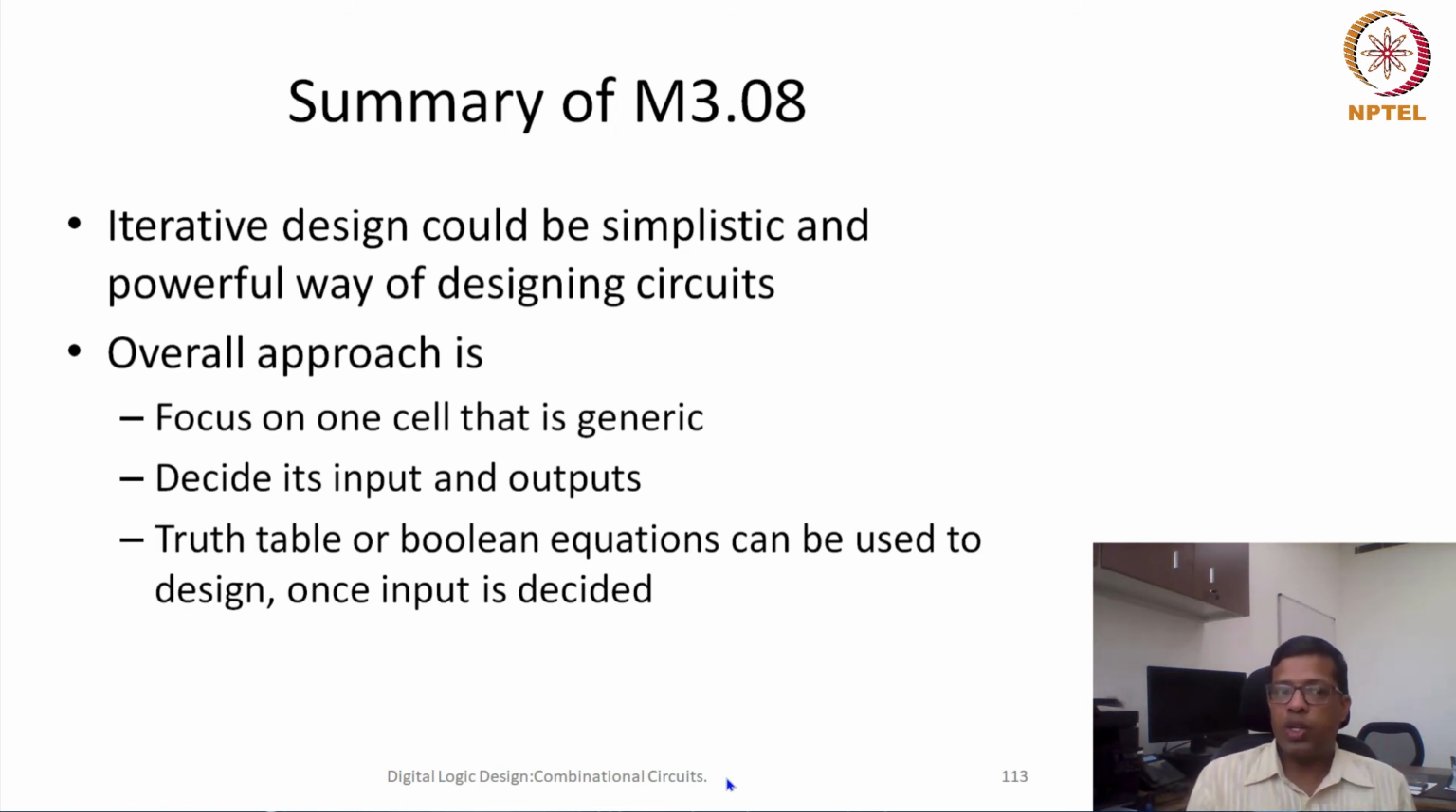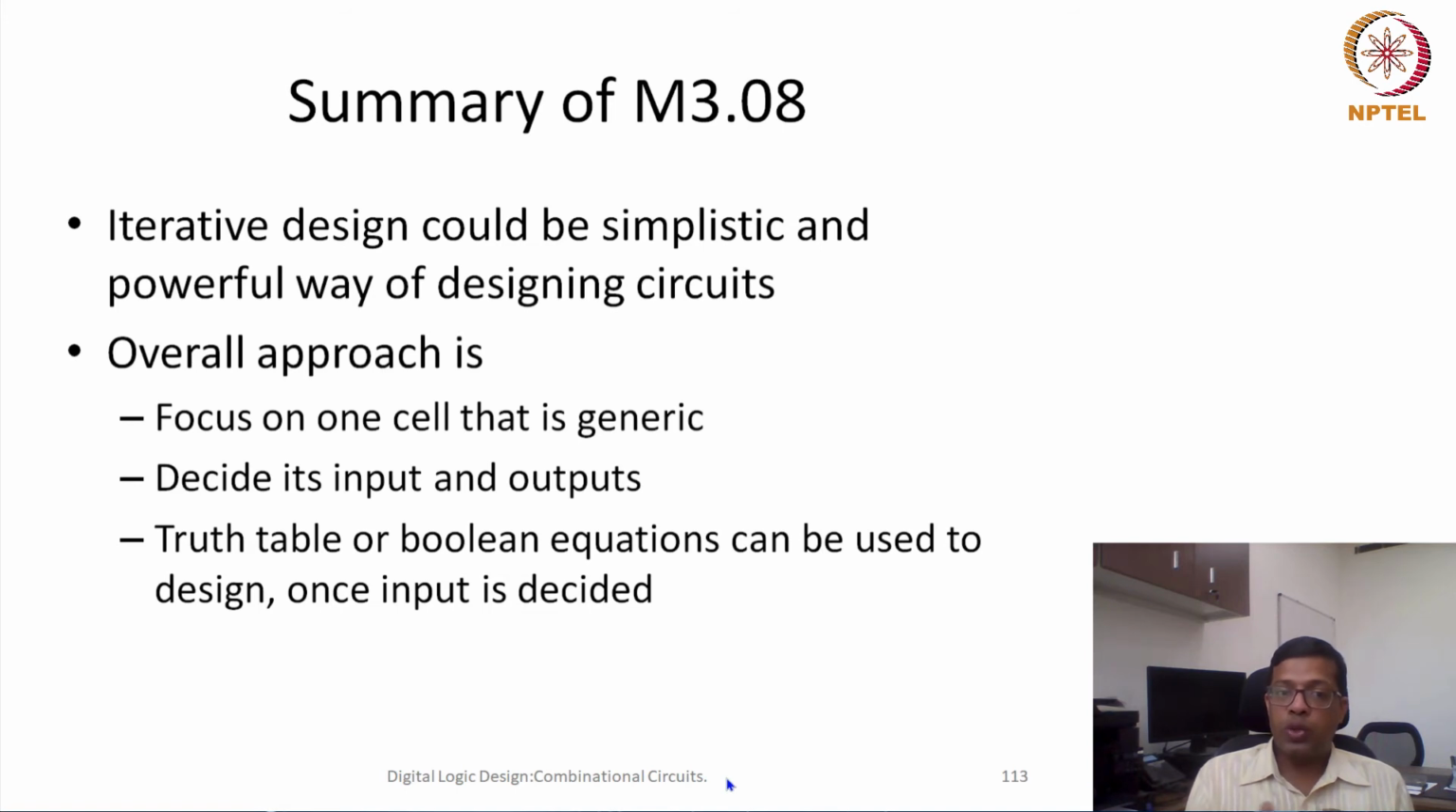And once we have decided that we are going to use iterative design, then focus on one cell, and for one cell try to identify what would be the inputs, what would be the outputs, and what is the meaning of that particular input. That is more important. So once we know the input and output, we know their semantic behavior.